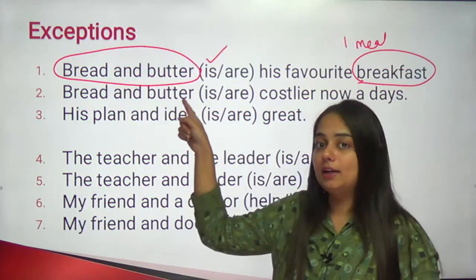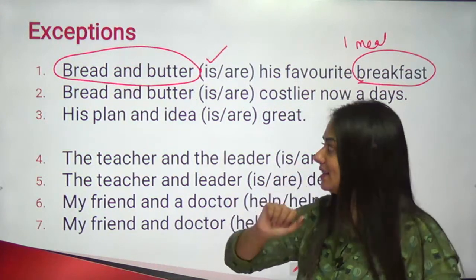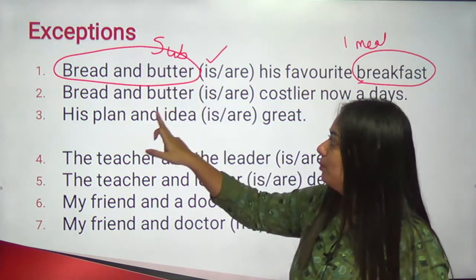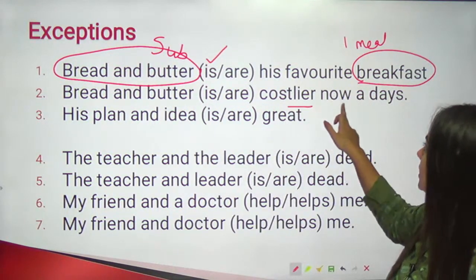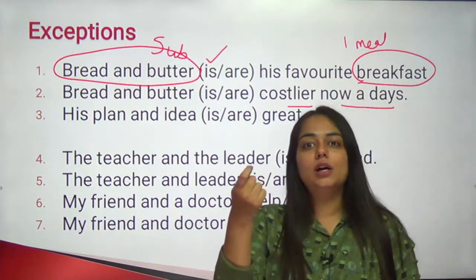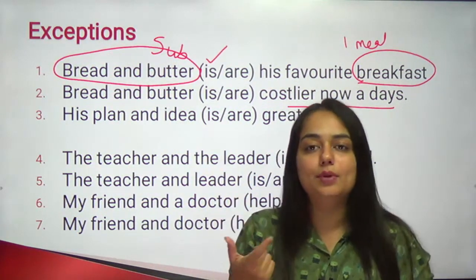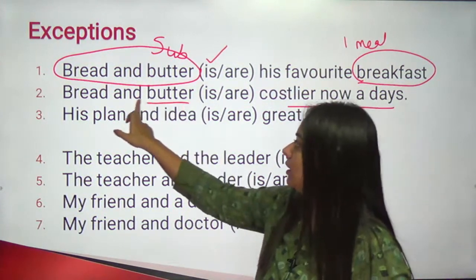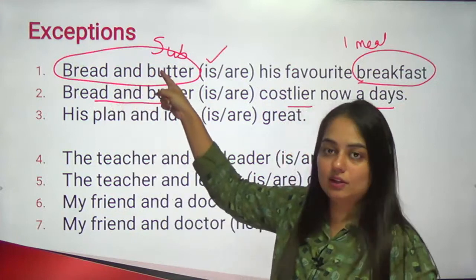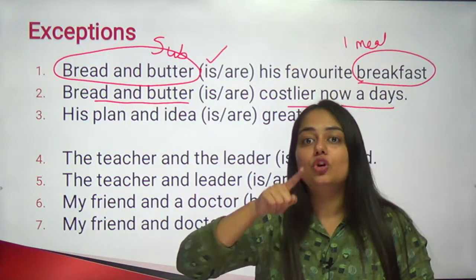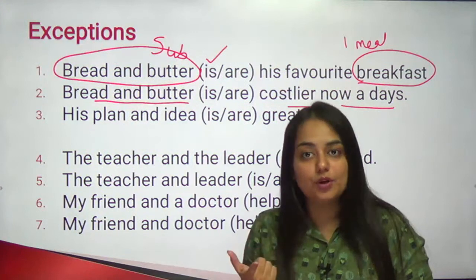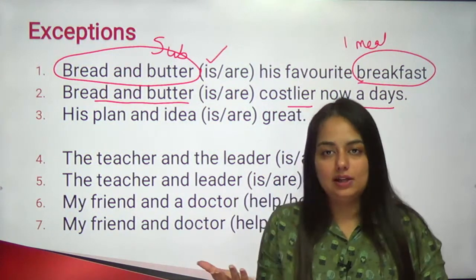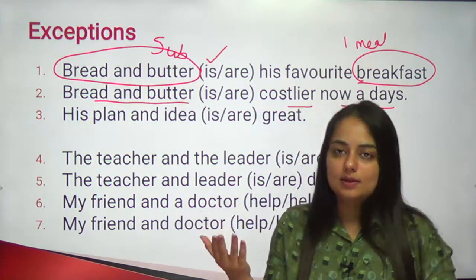The same bread and butter in the second sentence is plural. Let's see how. So this is the subject. The same subject in the next one. Bread and butter is or are costlier nowadays. We are talking about their price. You know that when you go to buy bread and butter, these are two different things and you buy them separately. So here the subject is plural. Here it was singular, the same subject. So it depends upon the context of the sentence. For some words, are they being referred to as one thing or are we talking about them separately? If we are talking about them separately, then it's a plural.